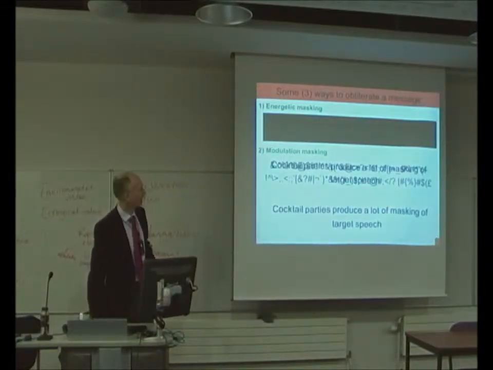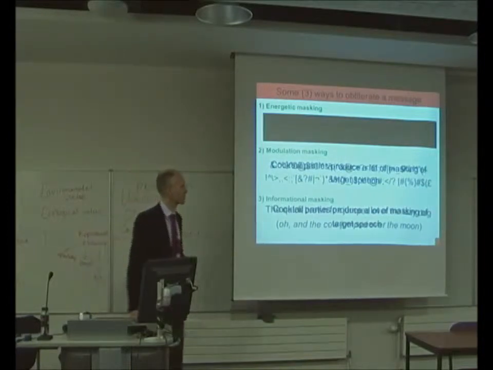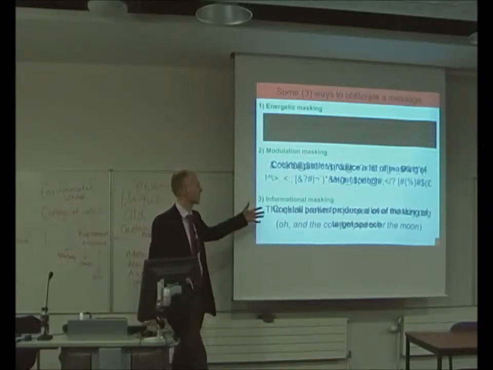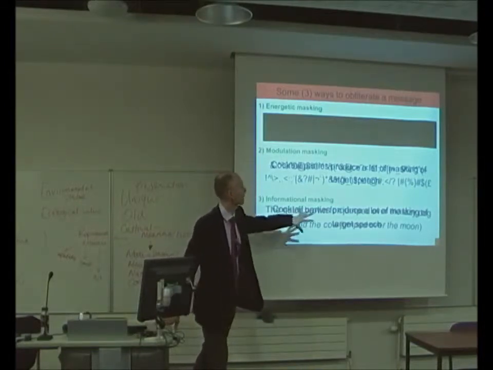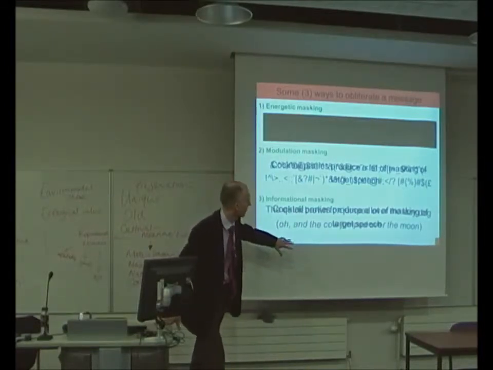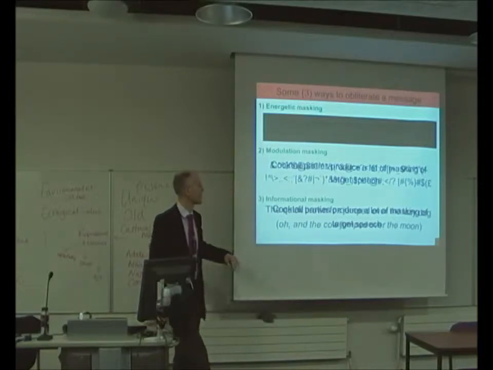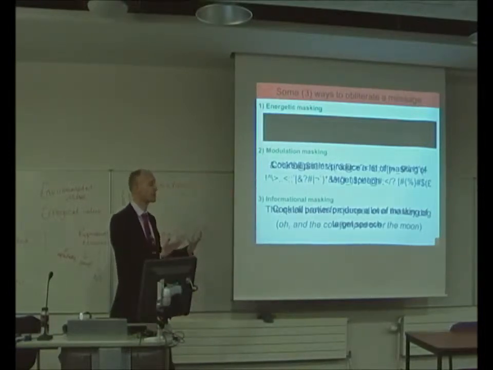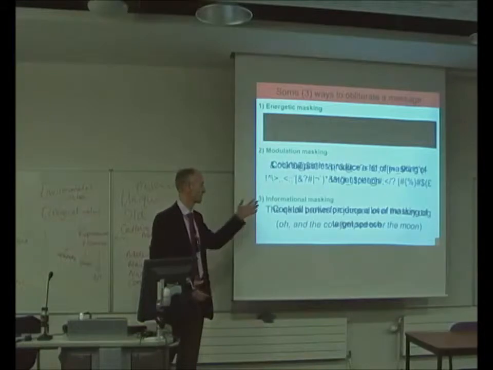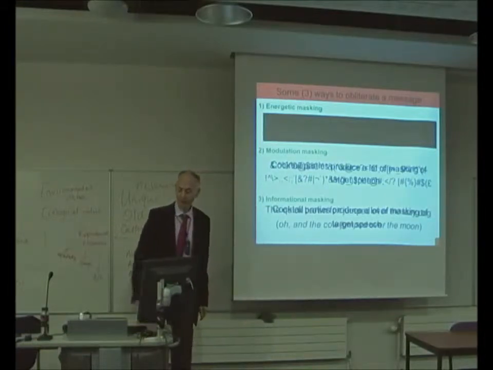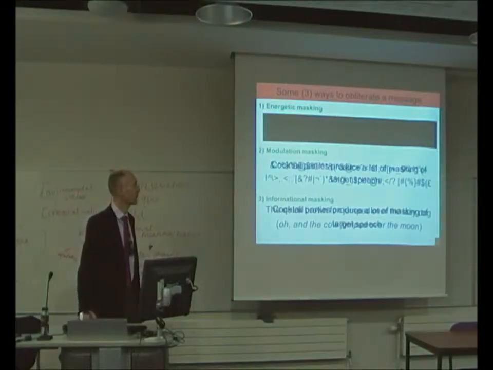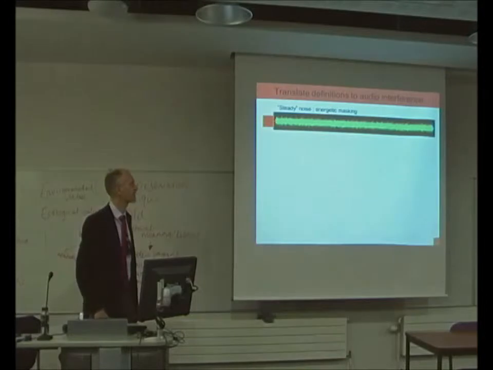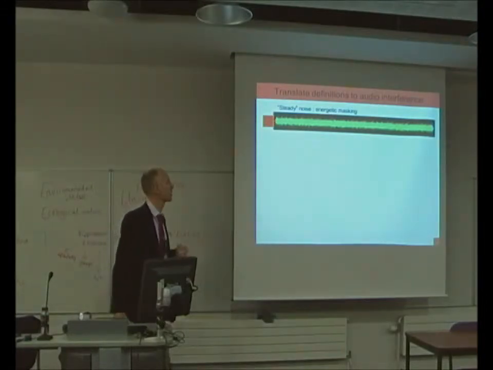And finally, we might have something which we call informational masking. We've got two messages here, like the quick brown fox jumped over the lazy dog, and the cow jumped over the moon, which have both got fluctuations, but also have semantic interference possibilities with the target speech. So this is the three forms of masking I want to be talking about today: energetic, modulation, and informational masking. So let's transfer this to the auditory domain, which is where we're more familiar.